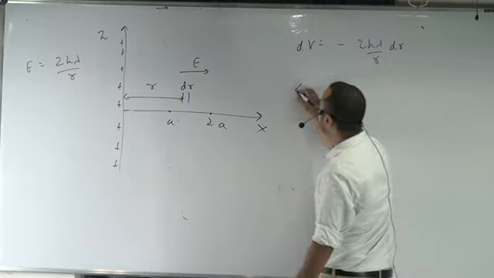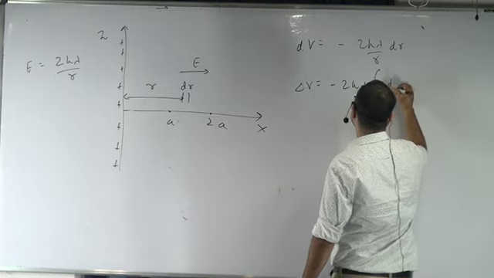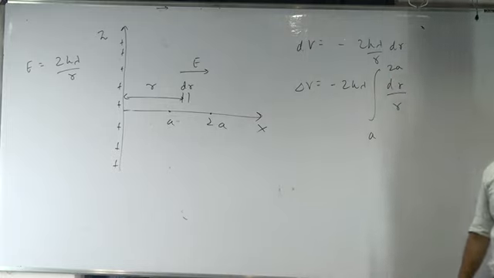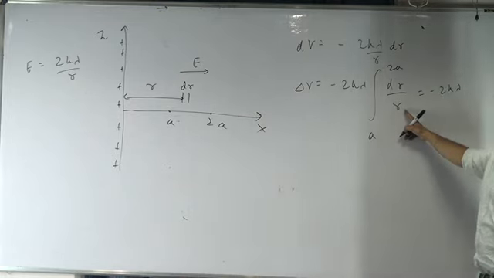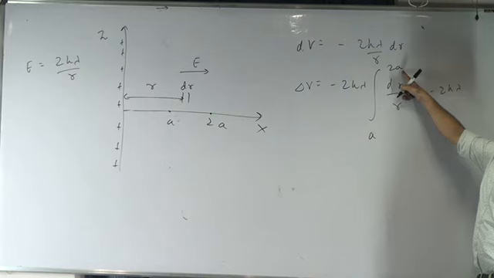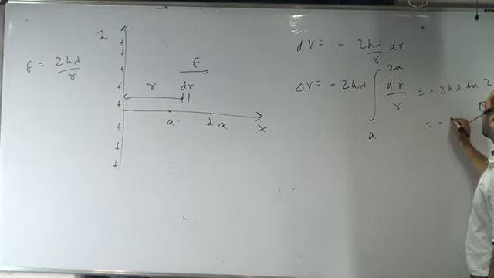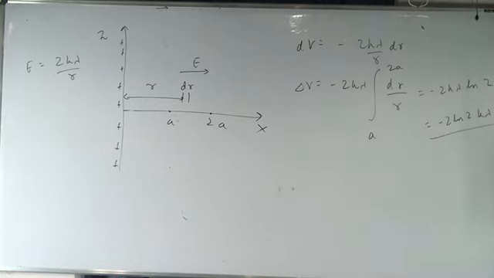And then to find delta V, what do we have to do? We have to integrate it from a to 2a. So this becomes minus 2k lambda, and this will become ln r. In ln r we'll put 2a, and then we'll put a. तो क्या मिलेगा मेरे को? ln 2a divided by a, मतलब क्या बचेगा? ln 2. So that's your answer: minus 2k lambda ln 2. Is that clear?